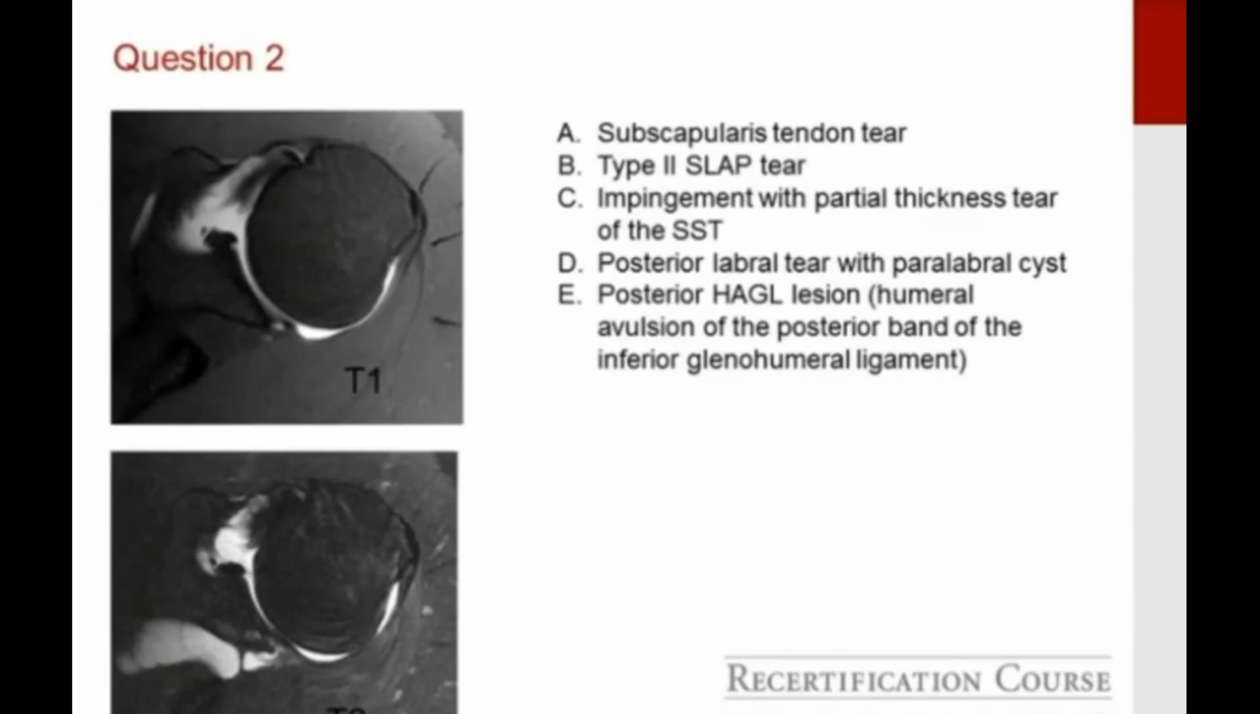Is this most likely a subscapularis tendon tear? B, a type 2 tear. C, is this impingement with a partial thickness tear of the supraspinatus tendon? D, is this a posterior labral tear with paralabral cyst? Or E, is this a posterior HAGL lesion, humeral avulsion of the posterior band of the inferior glenohumeral ligament?